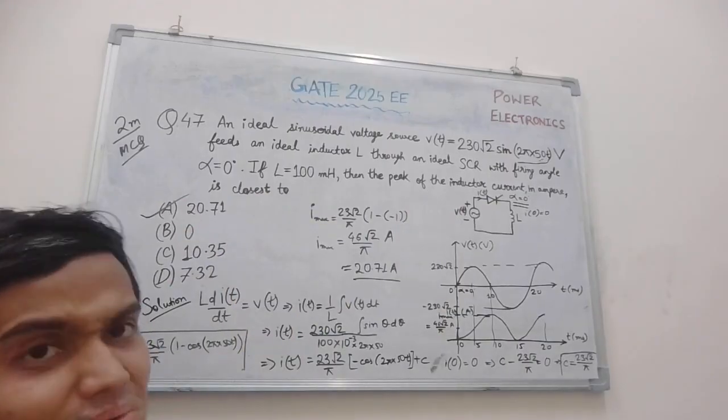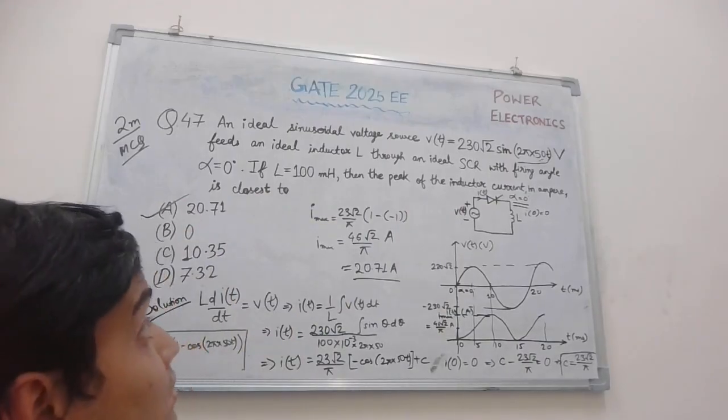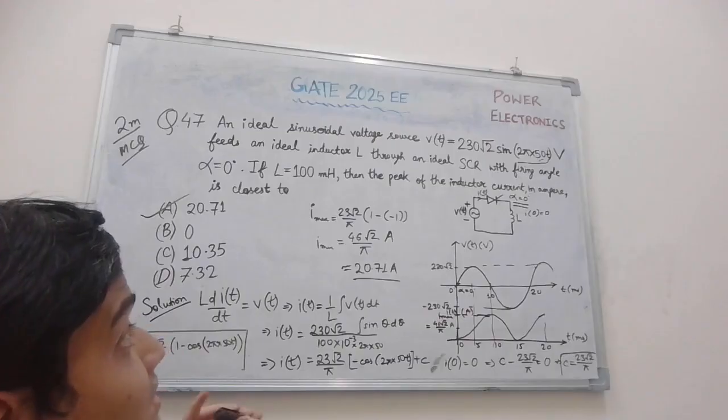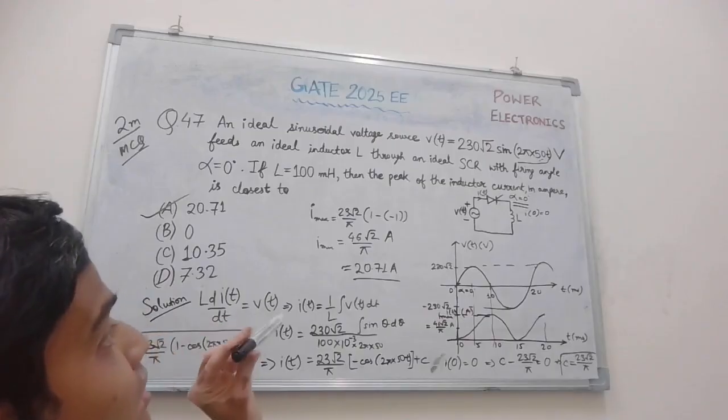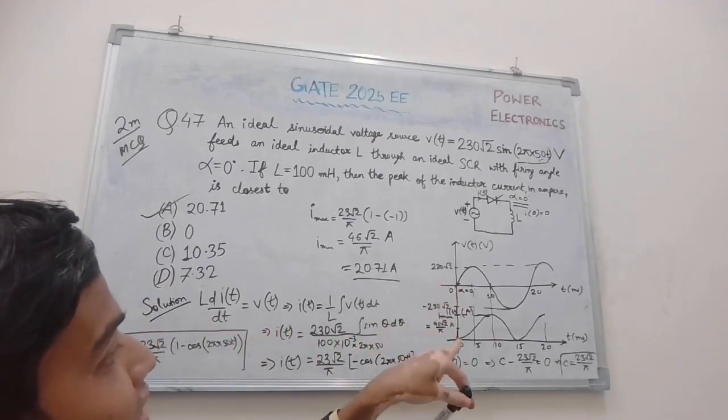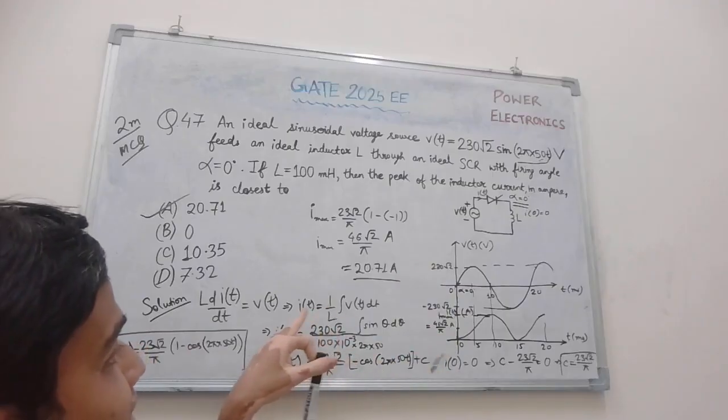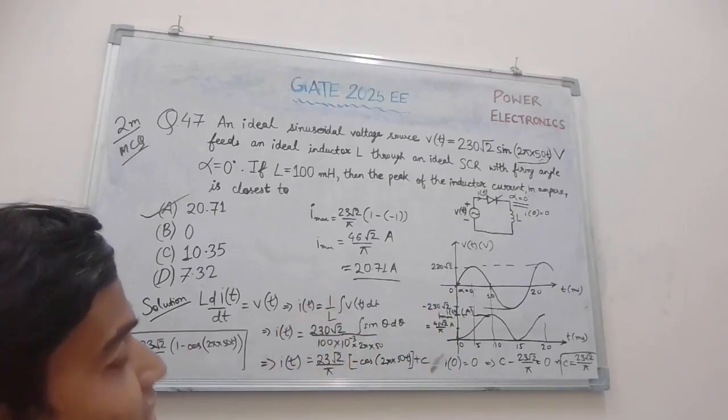So I explained the solution in detail on the very basics. We first draw the voltage and current waveforms, find the expression for the inductor current, and then find its maximum value.